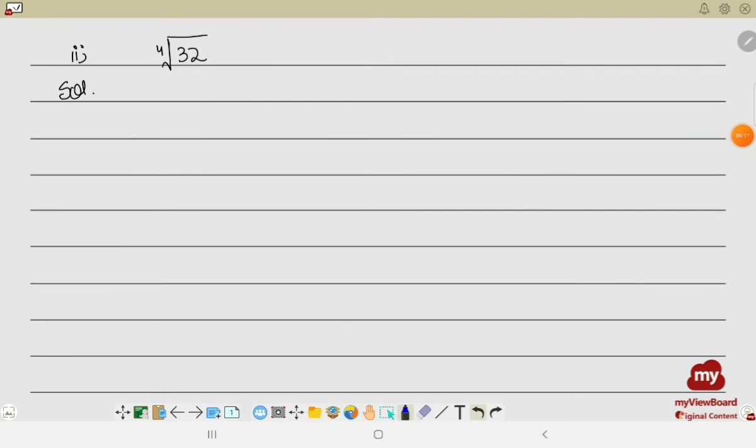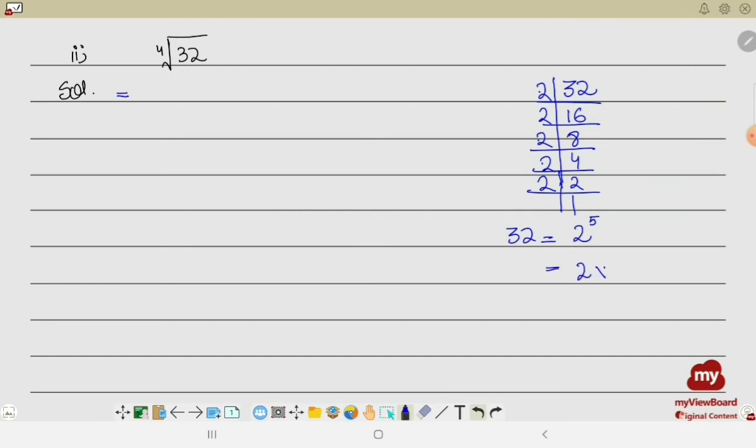Okay, now let's solve the second part, 4th root of 32. So what we will do is try to make 4 powers inside so that the 4th root and that power cancel. So let's prime factorize 32 first. 2 4 times 8, 2 2 times 4, and 2 1 times 2. So 32, so 1 2 3 4 5, 2 ki power 5 has been formed. But we need 2 ki power 4, so we can also write it as 2 ki power 1 and 2 ki power 4. So instead of 32, now we can write 2 into 2 raised power 4.